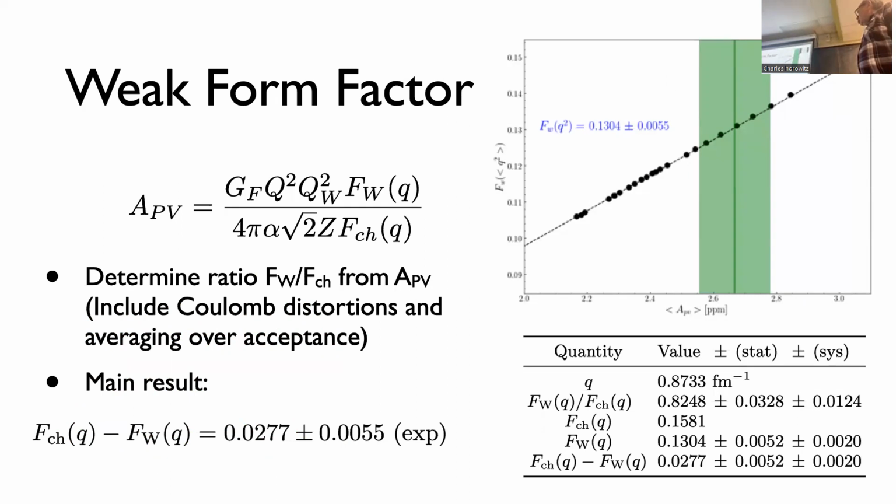Okay, and one way to give the CREX results is the charge form factor minus the weak form factor. So this is the Fourier transform of the weak density. Calcium-48 has these 28 neutrons and 20 protons, so there's 8 extra neutrons in there. This difference in form factors at the momentum transfer of the experiment, which is 0.9 inverse Fermi's, that difference is 0.028 plus or minus 0.005.